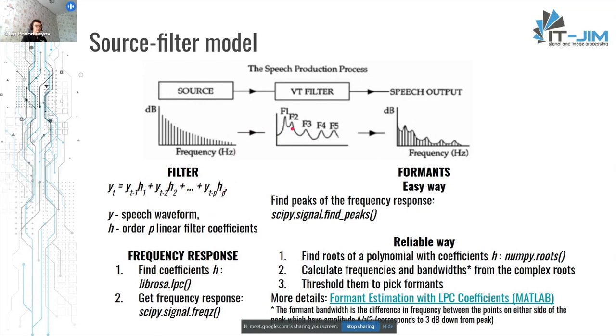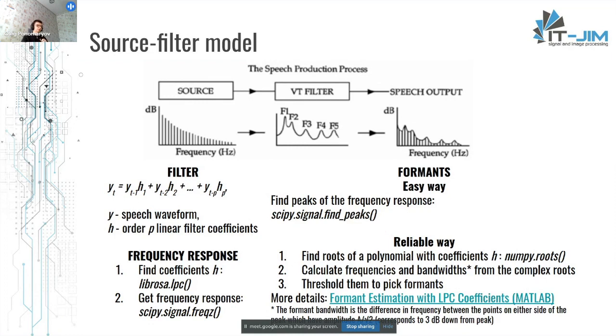It's good for visualization, but we need actual formant values. And there are two ways to get them. The first is the easy one. You literally find peaks of this curve. You can use SciPy find_peaks for this. But unfortunately, in some cases this is not very reliable. Peaks might not be pronounced enough to be detected by the function. So if you need to find values reliably, you should take a bit longer road.